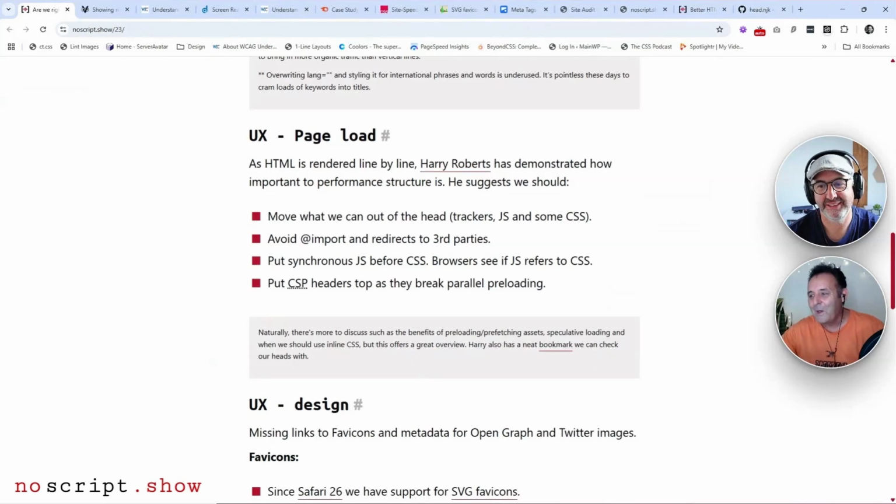But what he recognized, and I thought this was the most revealing thing, is that it would block, because when the browser sees JavaScript, it needs to know whether it refers to any CSS that you might have, which it often does. So if you put the CSS first, it goes, hold on, just wait there, we'll have to read the JavaScript and then we'll come back to your CSS. So it blocks the whole thing. So synchronous JavaScript goes before your CSS.